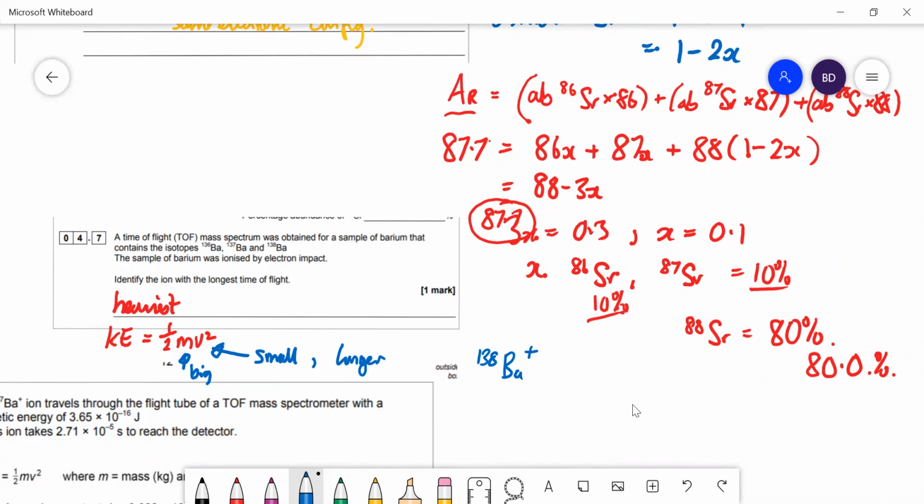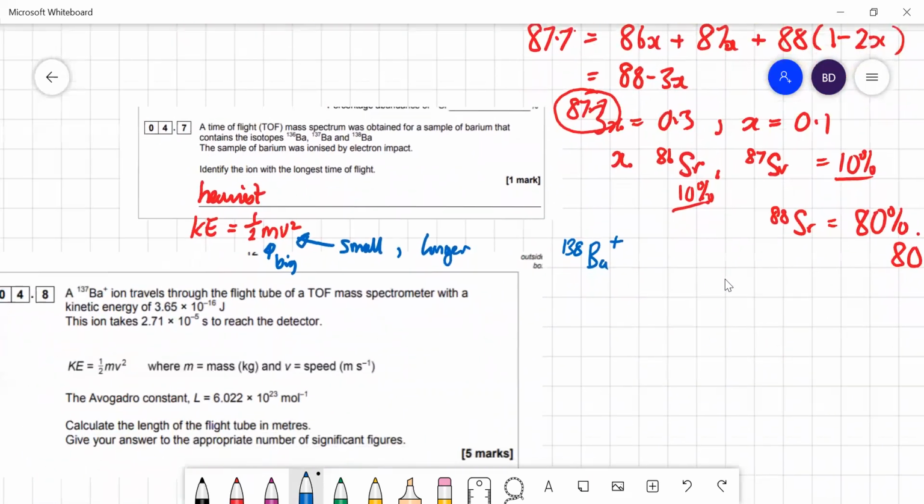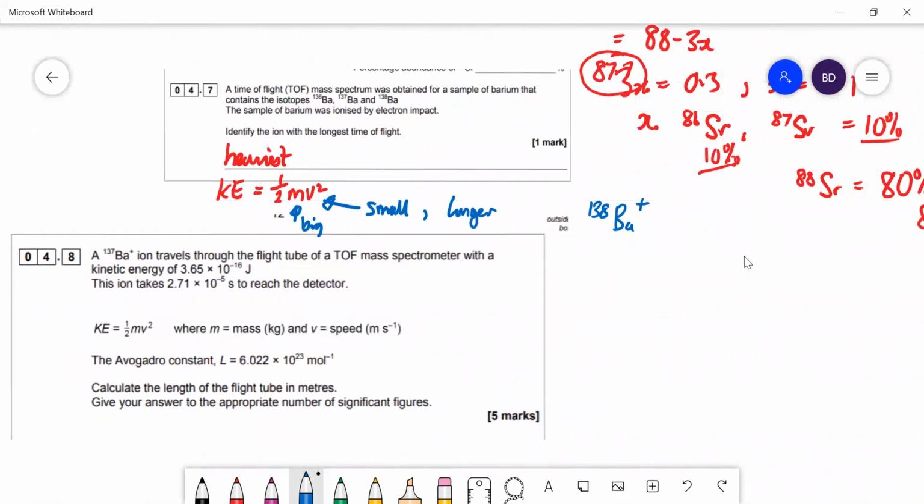Okay, and then let's have a look at this. Okay, so it says here we have this barium ion travels down the flight tube. It's given the kinetic energy there. They give us the equation for the kinetic energy here. They give us the time taken for it to reach the detector. And we've got to calculate the length of the flight tube.